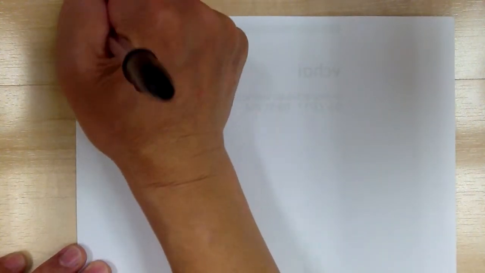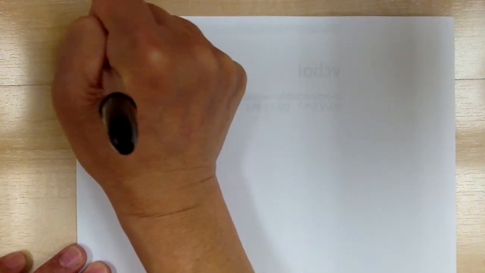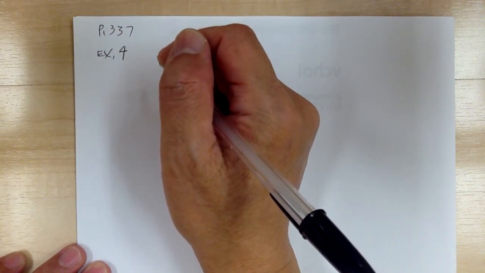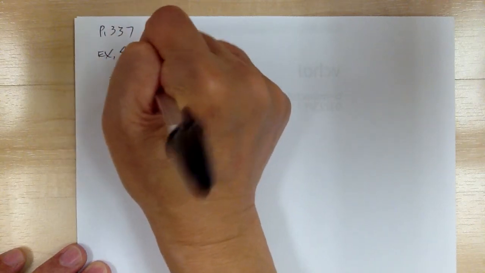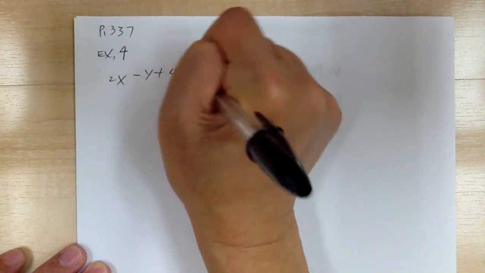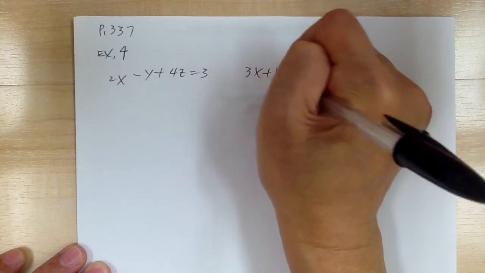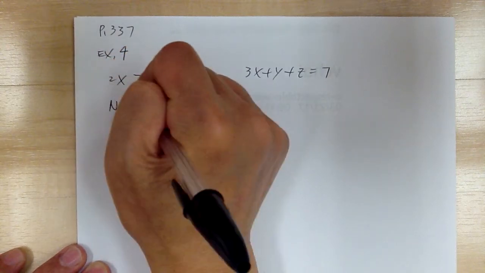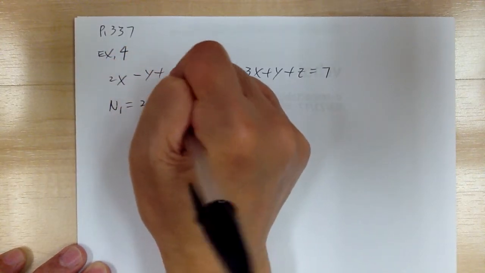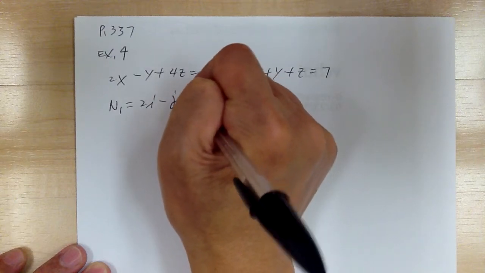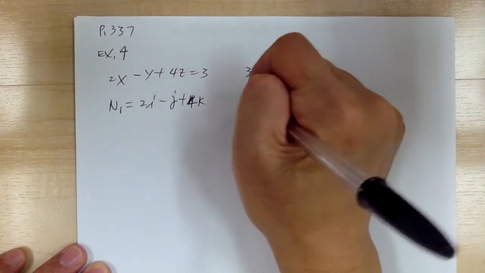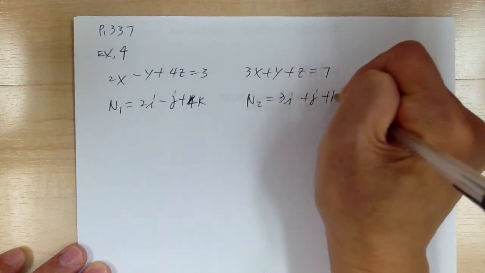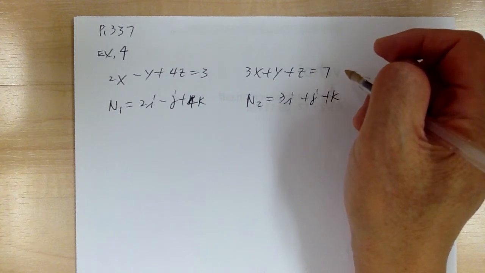Okay, let's go to example 4. It says find the equation in symmetric form of the line of intersection of the planes. So you've got 2x minus y plus 4z equal to 3, and you've got 3x plus y plus z equal to 7. So from here, n1 is going to equal 2i minus j plus 4k. Again, this is the normal for this plane, and n2 is equal to 3i plus j plus k. And you're looking for their intersection.